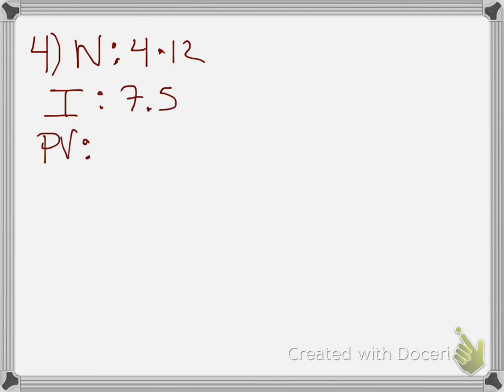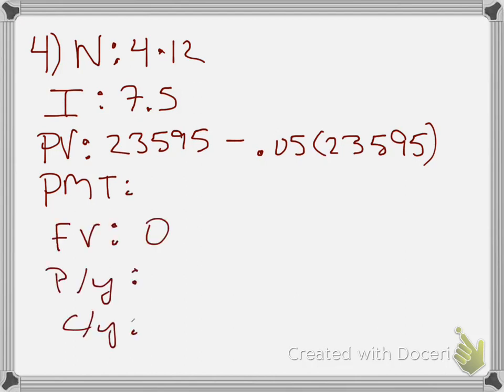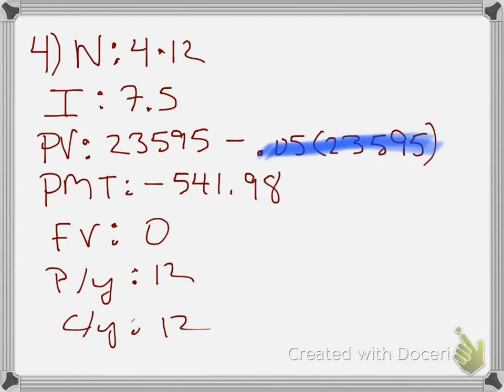The PV, since I am making a down payment, I am typing in $23,595 minus the 0.05 times the $23,595. So this little section right here represents the down payment, and I'm subtracting the down payment from the price. The price of the vehicle minus the down payment, which is 5% of $23,595. When I do that, I end up getting an answer of $541.98.